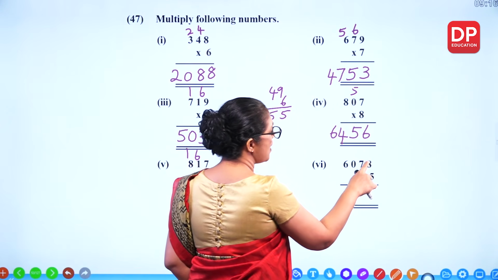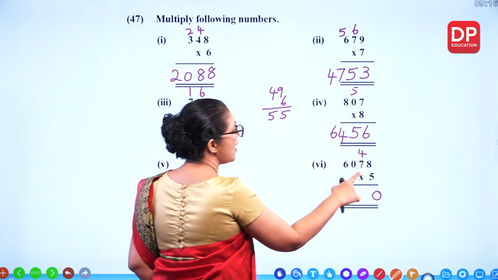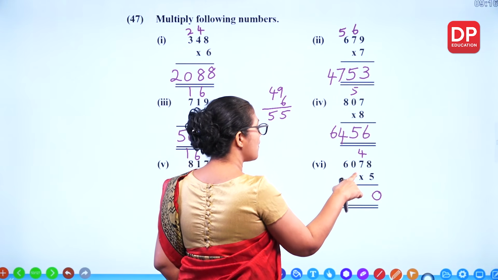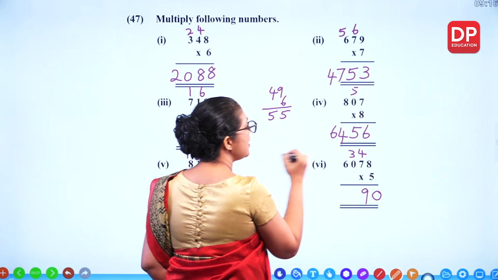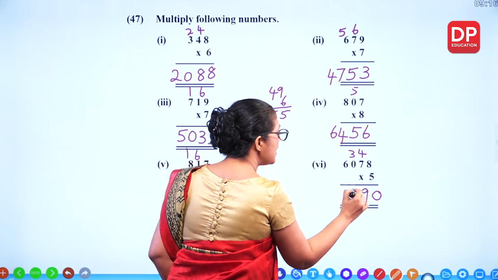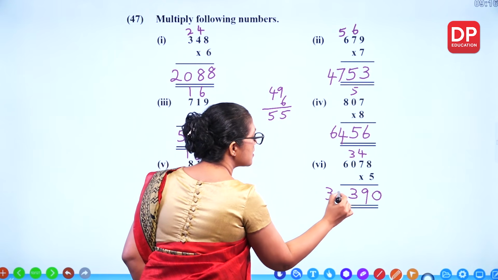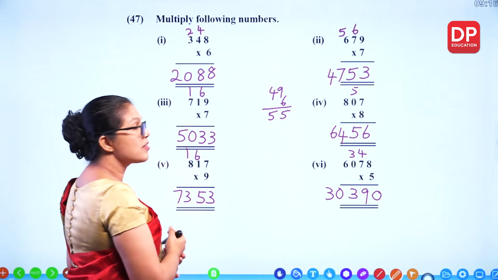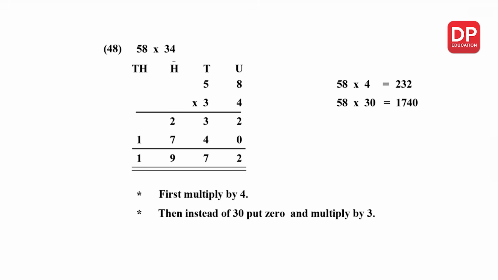This one, 5 times 8, 40. 4, you take it to the next level. 5 times 7, 35. 35 plus 4, 39. And you take 3 to the next one. 5 times 0, 0 plus 3, that's 3. Then 5 times 6, 30. 30,390. This one, this is done for you. So just check it.